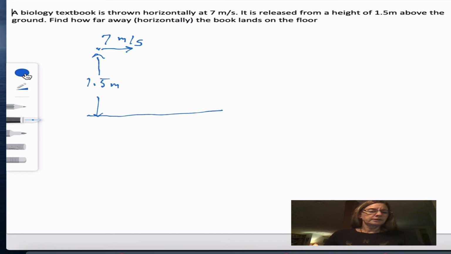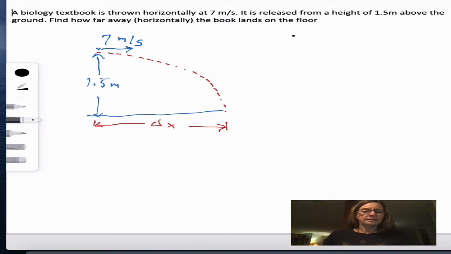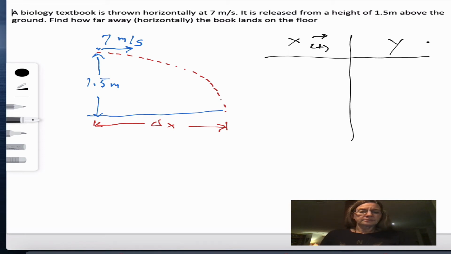It's going to follow a parabolic trajectory until it hits the ground. And the distance between its initial horizontal position and its final horizontal position is what we're interested in. So let's make ourselves 2 columns of data for the x and the y motion and list what we're given. Let's continue to say that to the right is positive and down is positive.